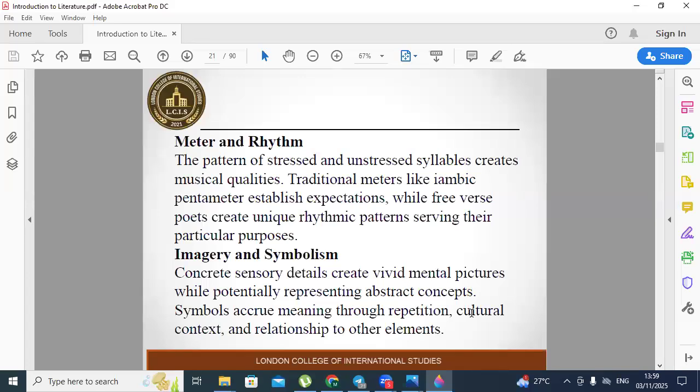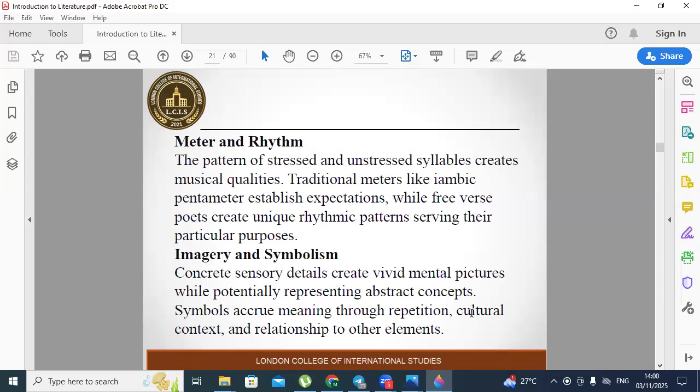In English poetry, the most common meter is iambic pentameter, five pairs of unstressed followed by stressed syllables per line. Shakespeare wrote his plays primarily in iambic pentameter because it mimics natural English speech rhythms while being more elevated and musical. Traditional meters like iambic pentameter establish expectations that poets can fulfill or violate for effect.